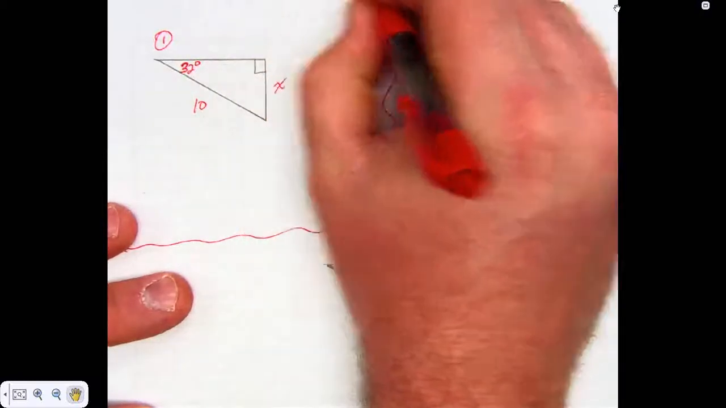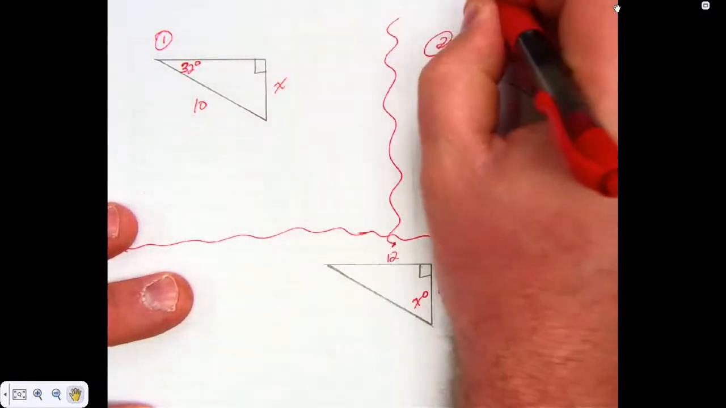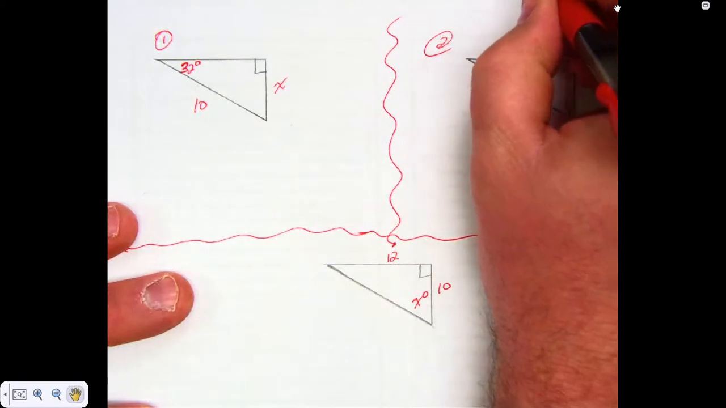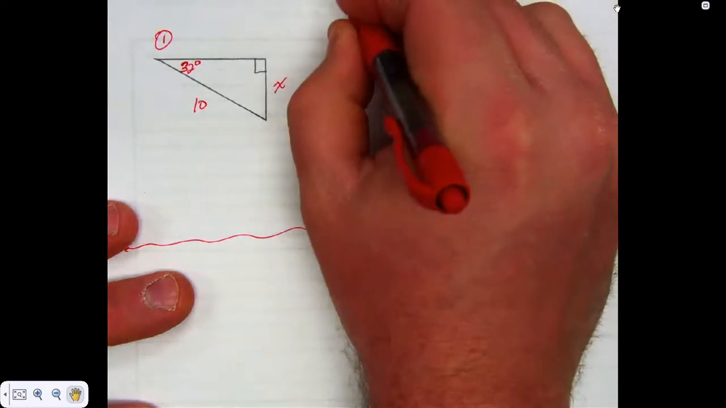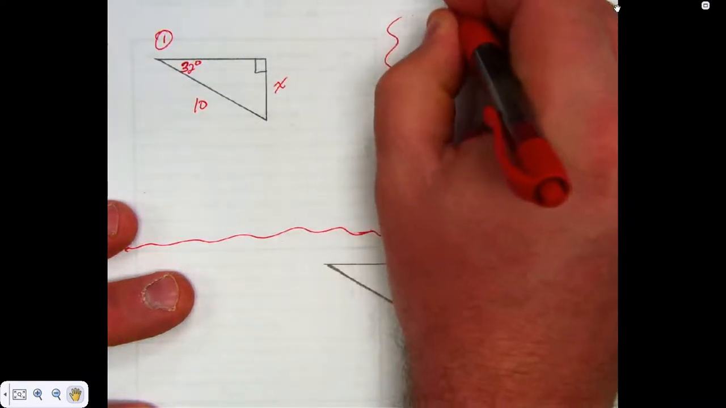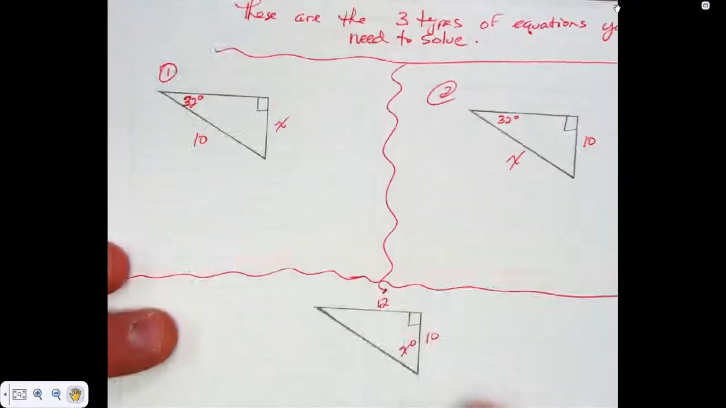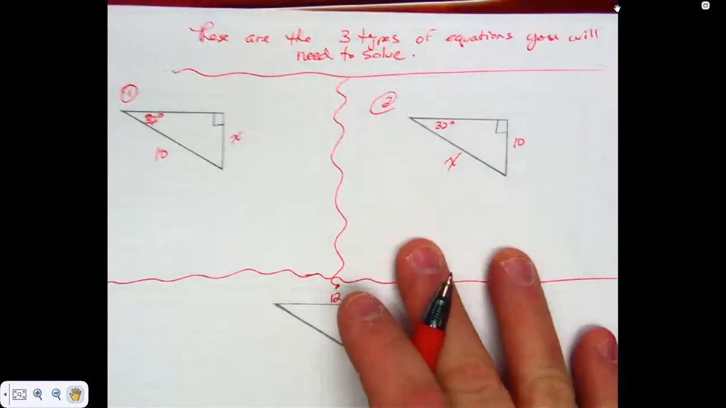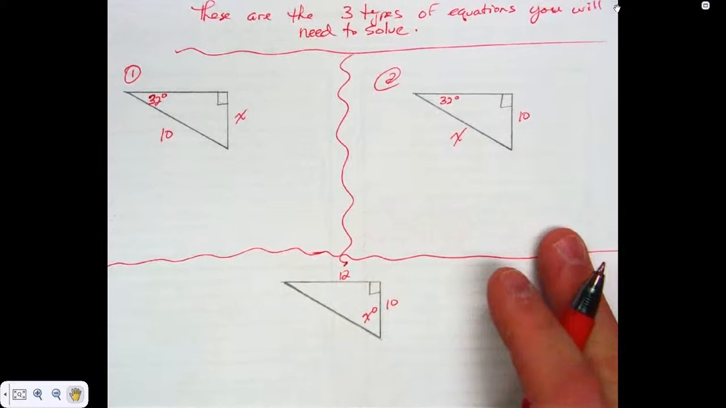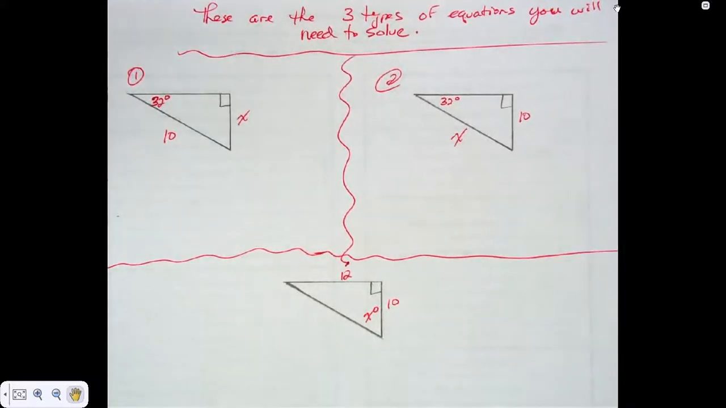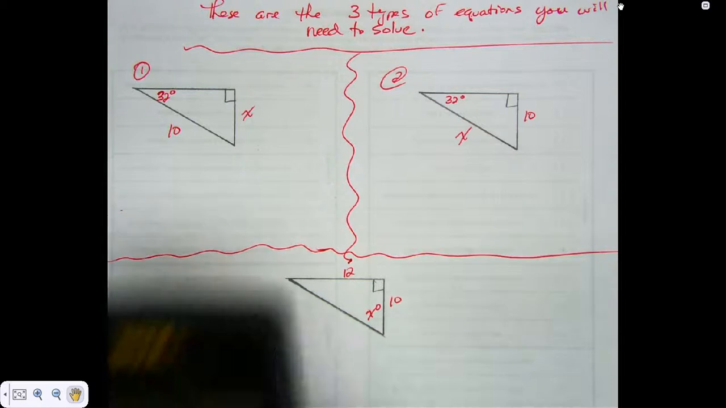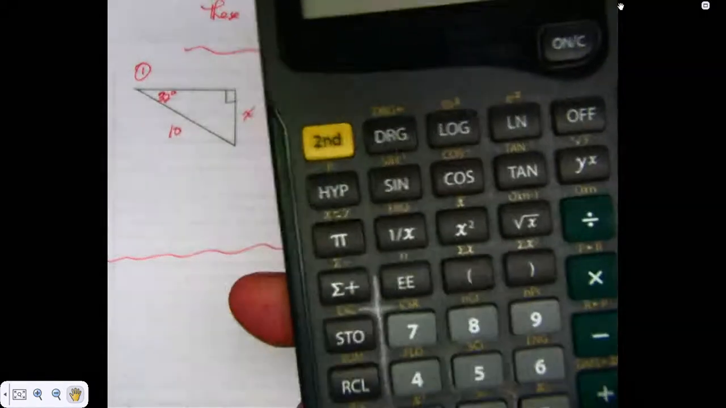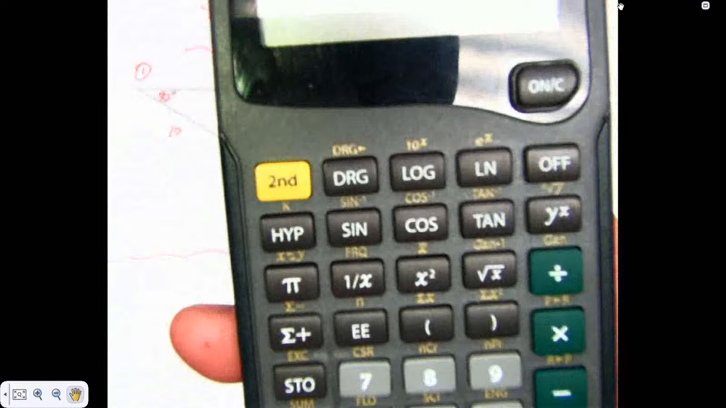These are the three types of equations you will need to solve. And what I mostly mean by that is here's what I want you to realize. Once you start to solve it, it doesn't matter whether it's sine, cosine, or tangent. Okay? All that means is at the end here, you're going to have a different button to push. You get what I'm saying?